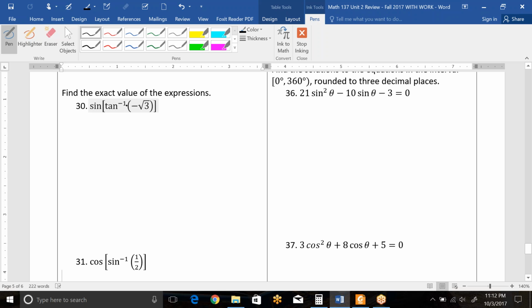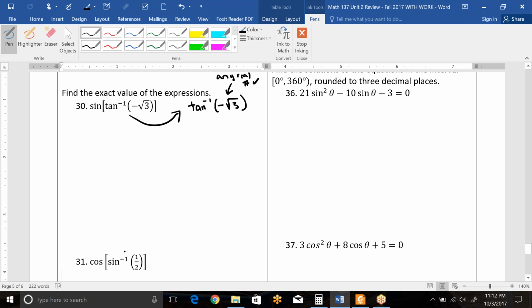But what we can do is we can talk about what does this tell us. So we're kind of working on the inside and then working our way out. So tan inverse of negative square root of 3. First of all, with tan, if it's inverse, it has to be any real number, so we're good there. So at least that makes sense.